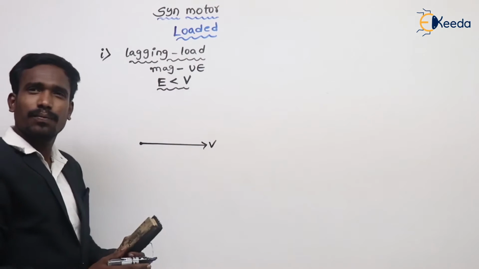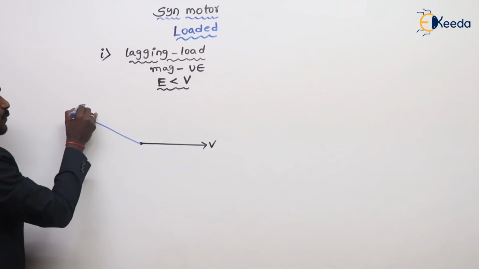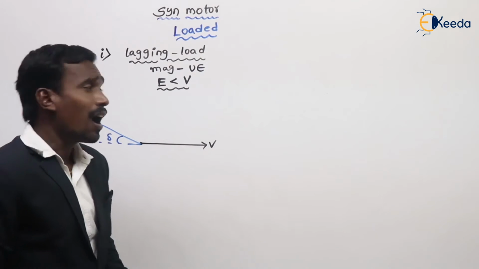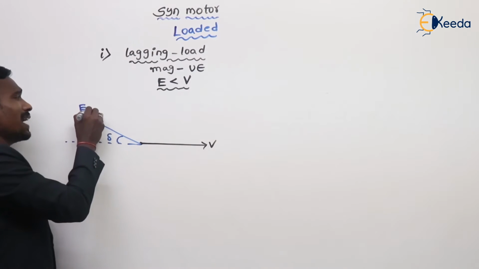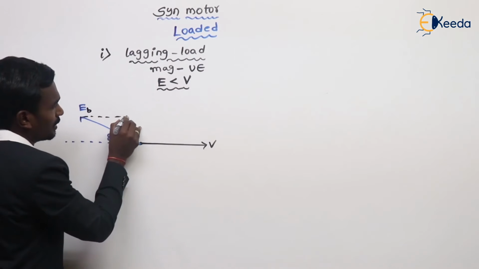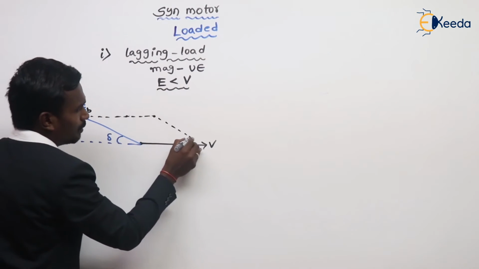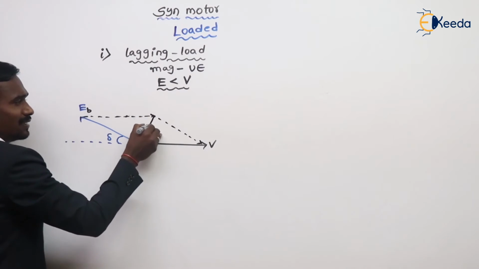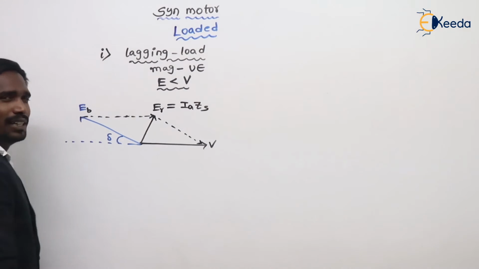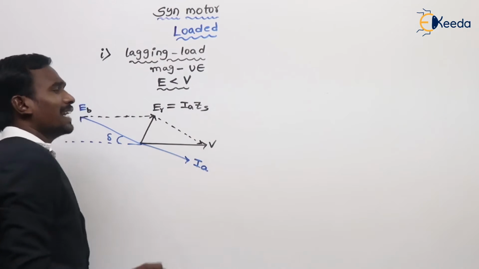This is voltage V. Next, this is EMF E. Of course, this EMF is less than V, and this angle is the load angle delta. The resultant of this back EMF and V is ER. This EB is actually a lesser value and V is a greater value, like this. This is our ER, and this ER is equal to IAZS only. So here, I said lagging, meaning my armature current is lagging the voltage.